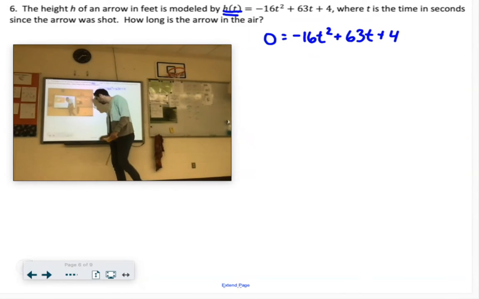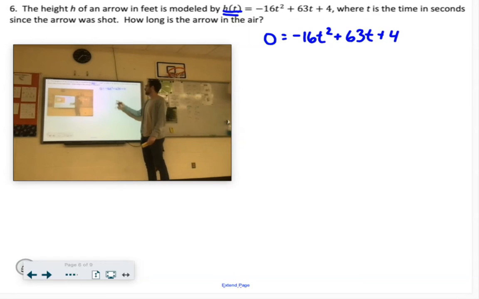Thank goodness we practiced all that factoring last week. I see my lead coefficient is negative, so we're going to factor out a negative, which makes everything the opposite. We're dividing it all by negative 1.